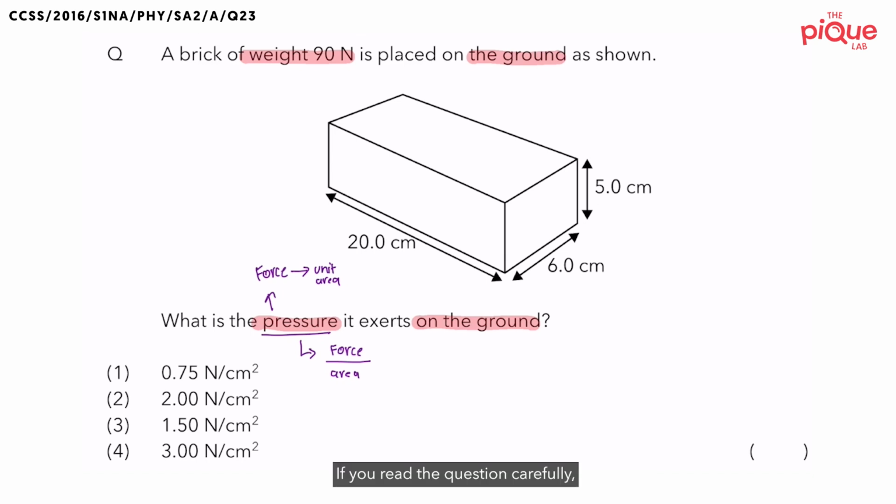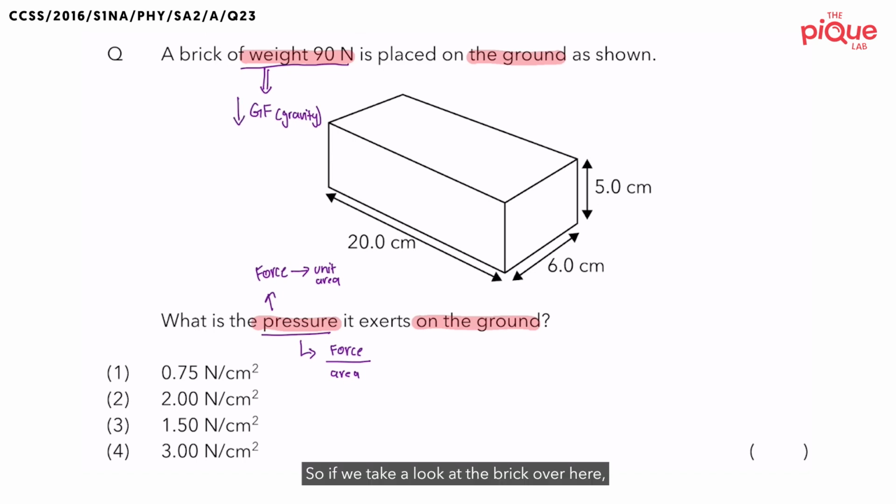If you read the question carefully, it says that a brick of weight 90 newtons. What is this weight? We know that this weight is simply the gravitational force. And do you know what the gravitational force is? It's simply the force that is acting on an object due to gravity. And what is the direction of this force? We know that this force acts downwards.